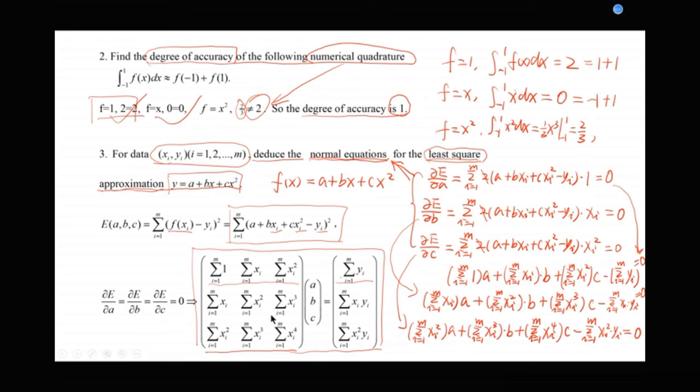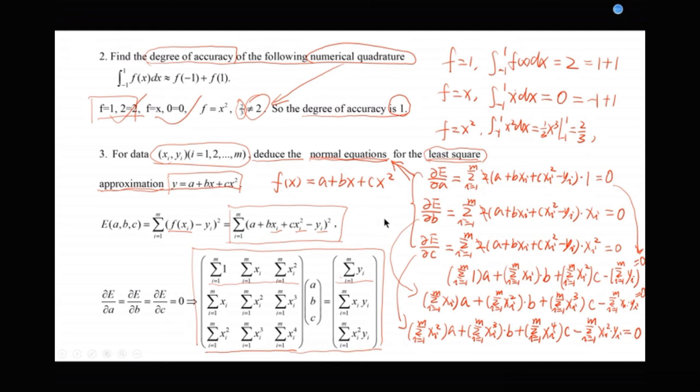This is for the general case. Of course, if you are given some specific numbers, you only need to substitute the numbers. You will obtain the linear system with a 3 by 3 matrix. Then you solve it, and you will obtain the answer. Clear? Okay, that's all for the exercises.